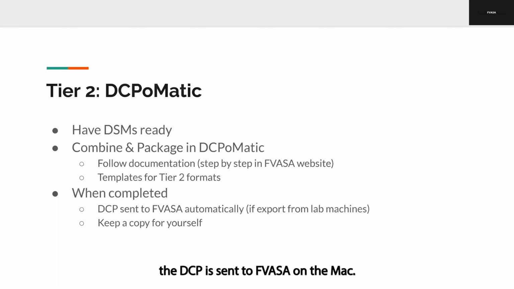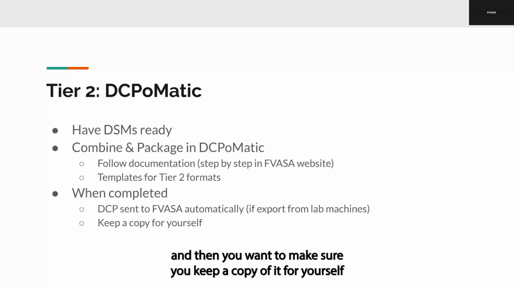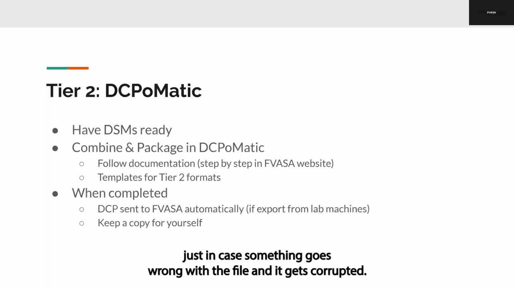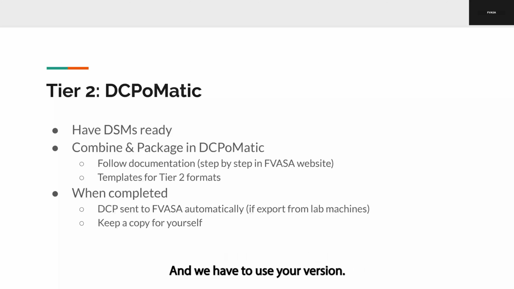So once you're done with that, the DCP is sent to FVASA automatically if you're exporting from a computer, but you'll have to send it manually if you're using a personal computer. And then you want to make sure you keep a copy of it for yourself just in case something goes wrong with the file and it gets corrupted and we have to use your version.